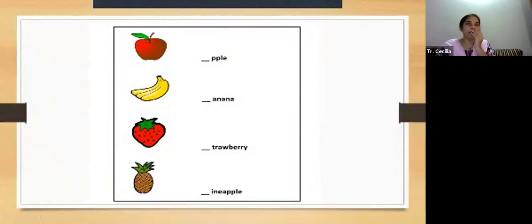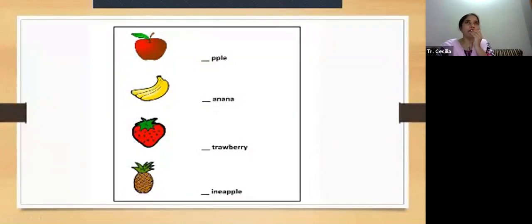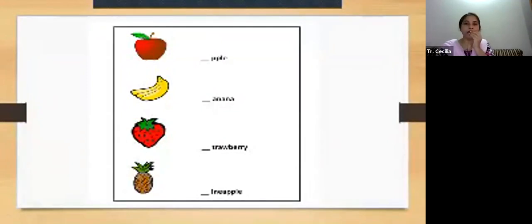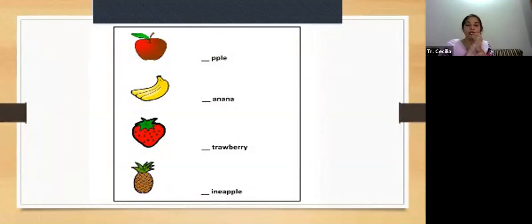You can write capital A to show the letter and then you can write the sound, small a, with it. A and A, apple. Then there is banana, strawberry and pineapple. So you will do alongside. You have to do it with all of them. All right. Next, let's move. This is your first. You have to write the beginning letter or sound.